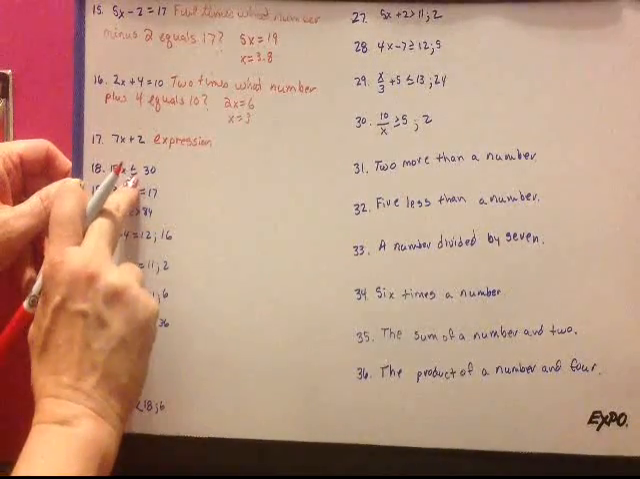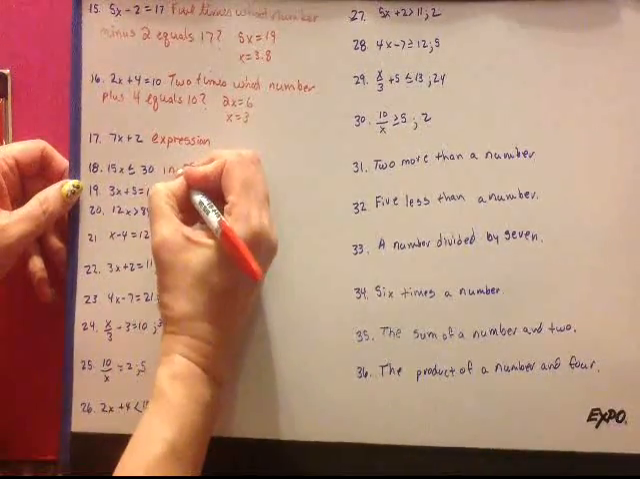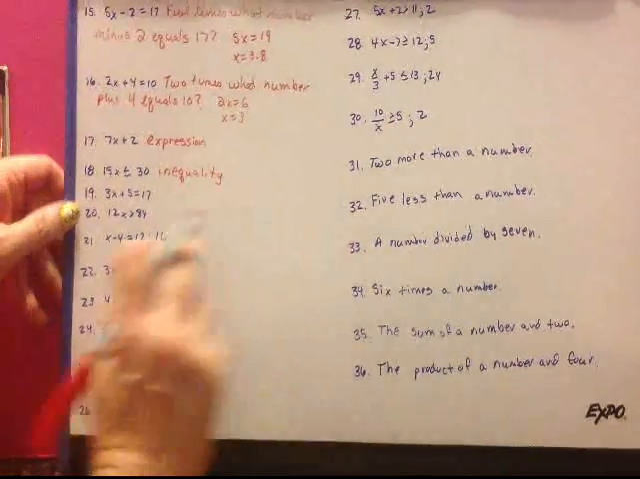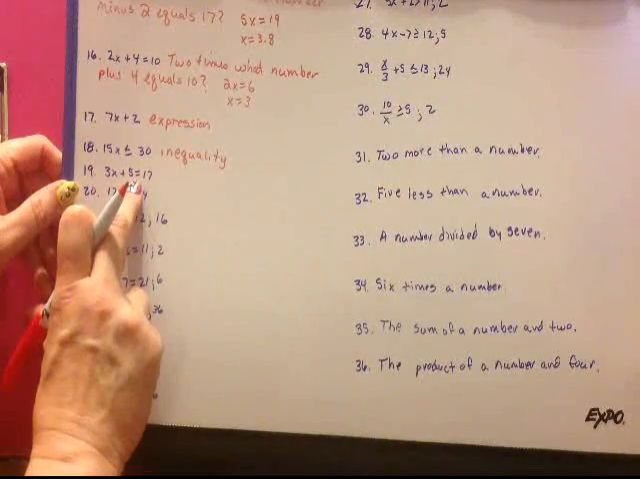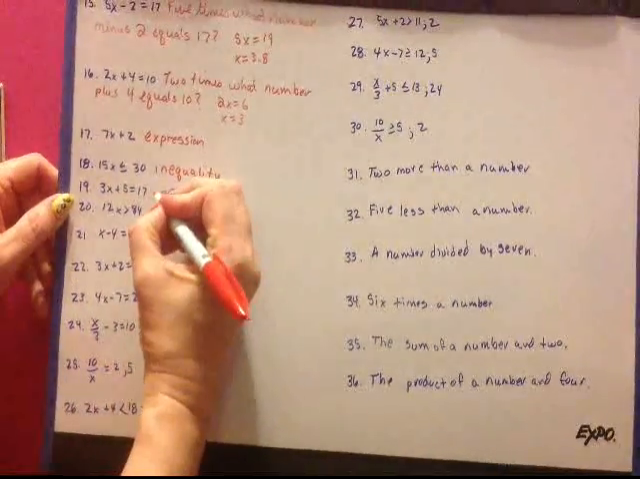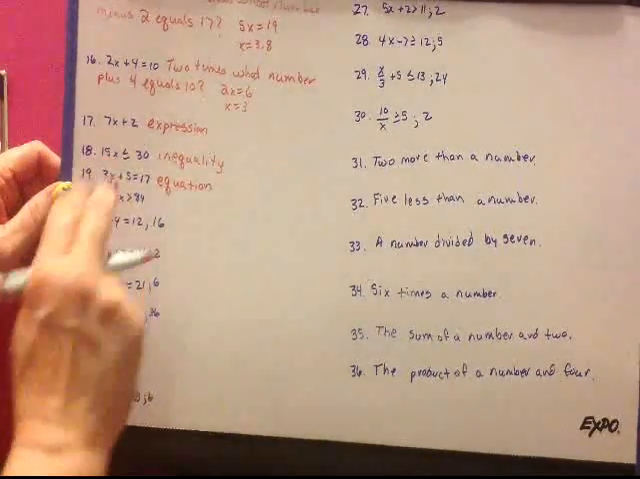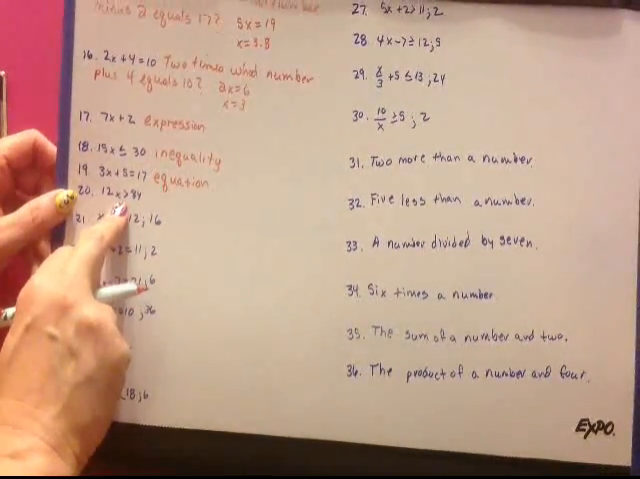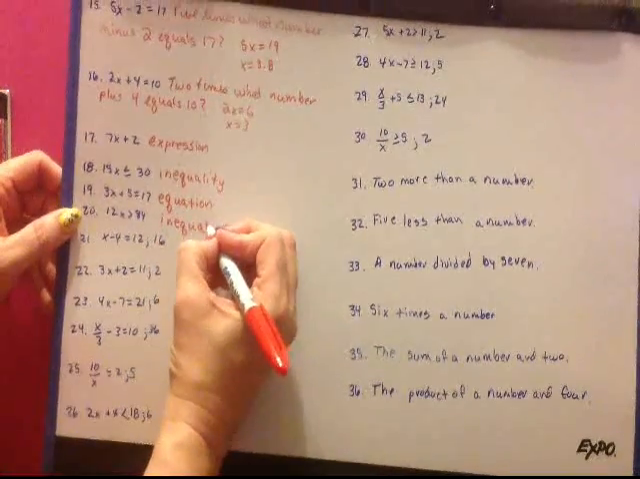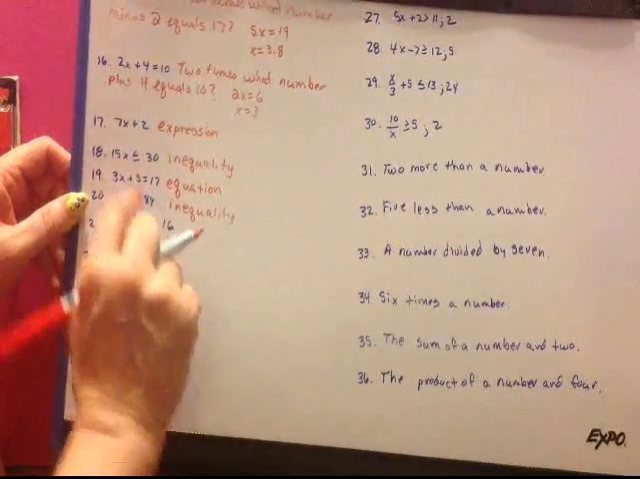Number 18. Aha! I see a less than or equal to sign. This is an inequality. Can't fool me. I see an equal sign here. Let me make sure that yep, this is an equation. And for number 20, has a greater than symbol, so this is another inequality. You just look for the equal signs, the greater than or less than, and if you don't have any of those, it's an expression.